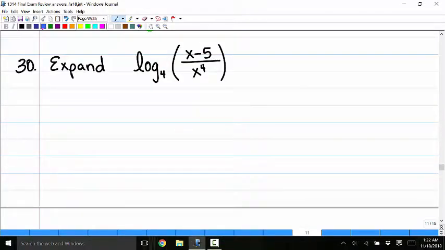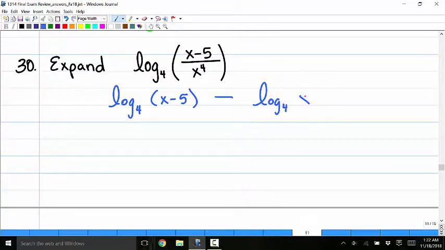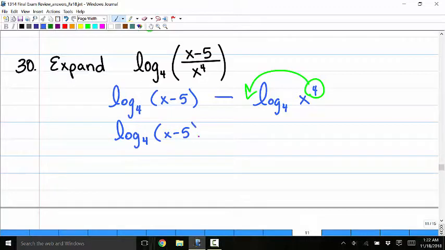I want to expand log base 4 of x minus 5 over x to the 4th. To get rid of the division, I have log base 4 of x minus 5 minus log base 4 of x to the 4th. You cannot do anything to this. It stays. However, the x to the 4th, that exponent can sprout legs and walk out front. So I get log base 4 of x minus 5 minus 4 times log base 4 of x.